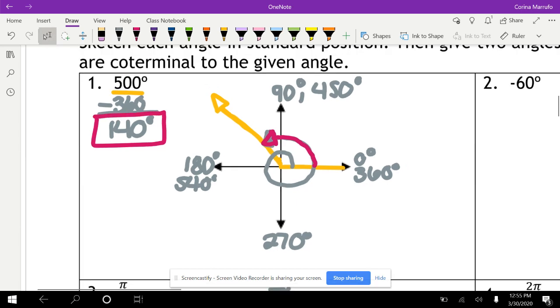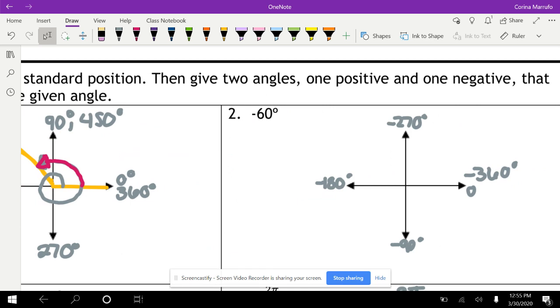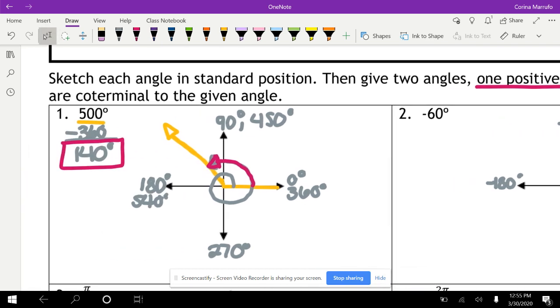So we answered the second part to this. It asks you to give two angles, one positive. We did that. So now we need to give one negative. Okay, so that's our next step. So since we subtracted 360 from 500, that gave us 140. To find the negative angle, that means we have to start on our positive x-axis, and then we go around this way. So that is the angle that we're looking for. So to find that, we're going to take the 140 and we're going to subtract 360 from that. So we're going to take away one rotation from there.